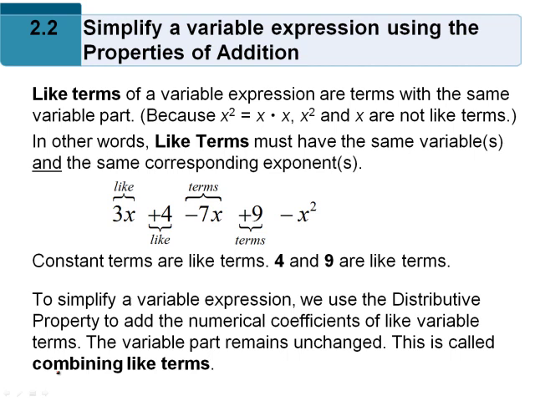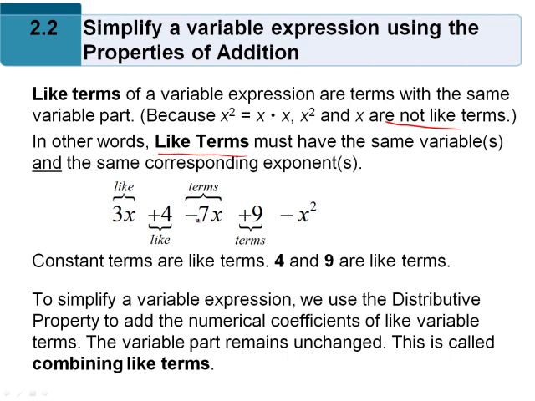Since x squared is x times x, and x is just plain old x, x squared and x are not like terms. They have to be the same variable with the same exponent. That's the whole idea of like terms, okay? If you look at the expression below, 3x plus 4 minus 7x plus 9 minus x squared, we have two sets of like terms.